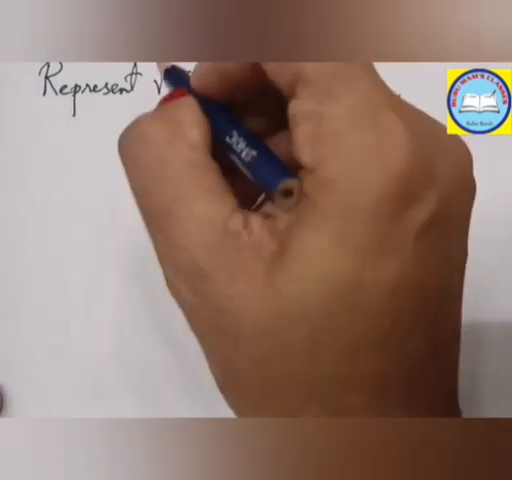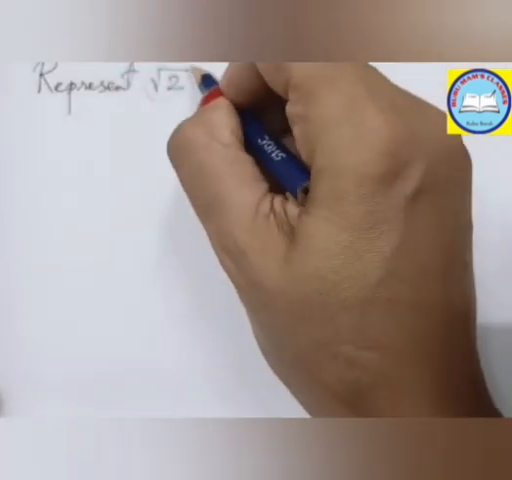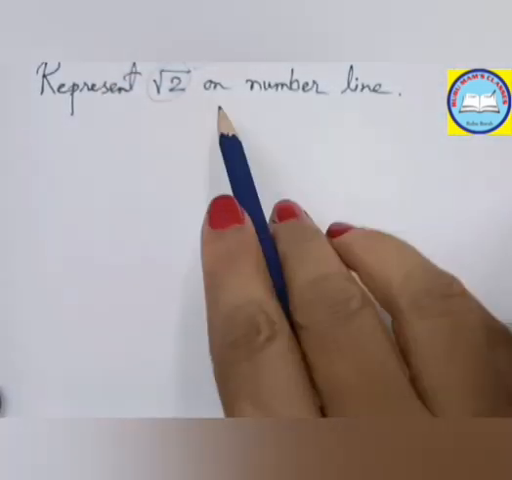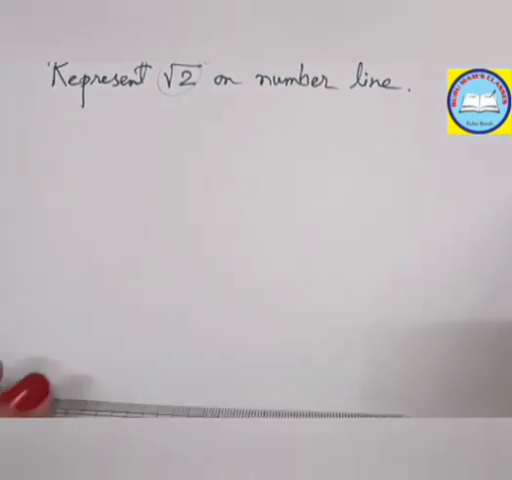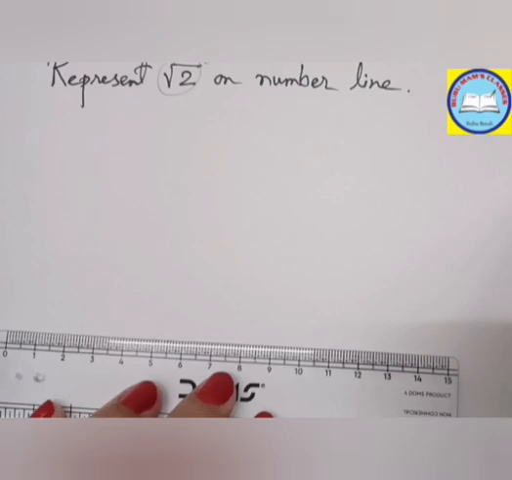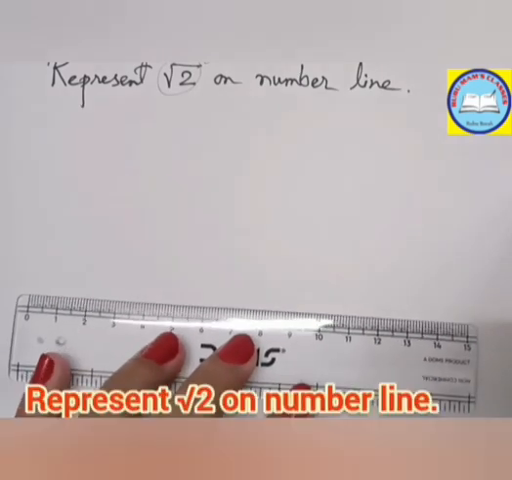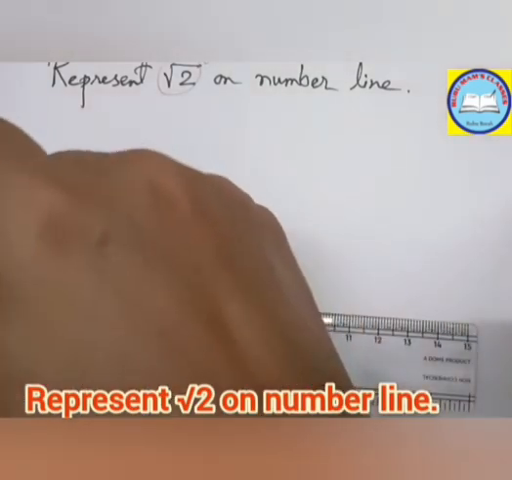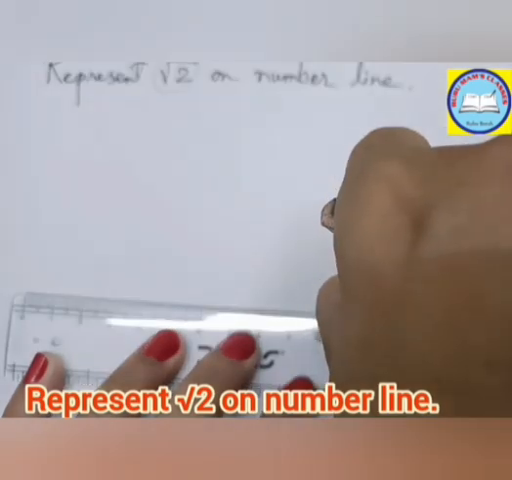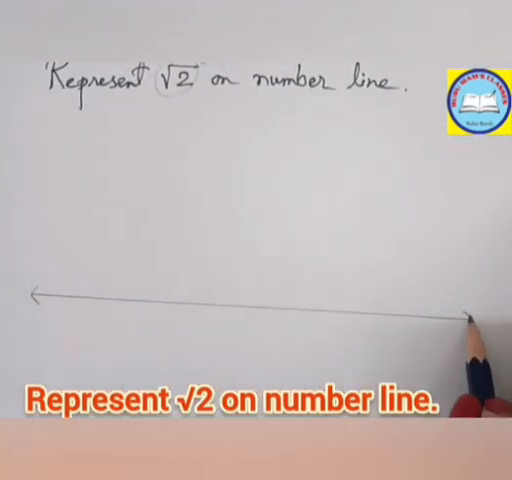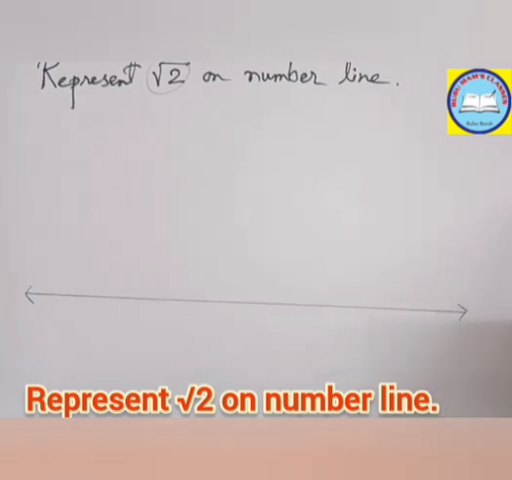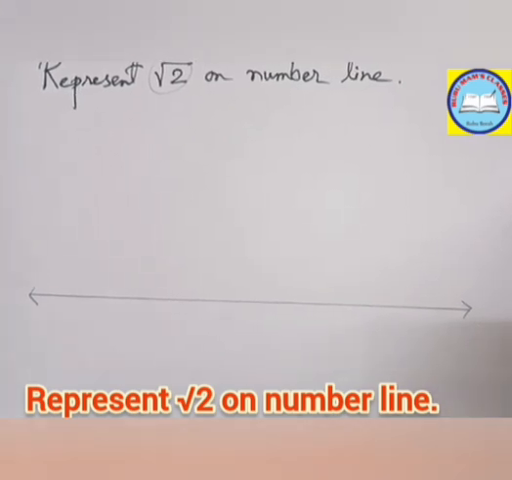Today's topic is to represent root 2, which is an irrational number, on the number line. So let's do that. Step 1: what we need to do? First, draw a number line. Put arrows on both sides. Alright, so this is our line.